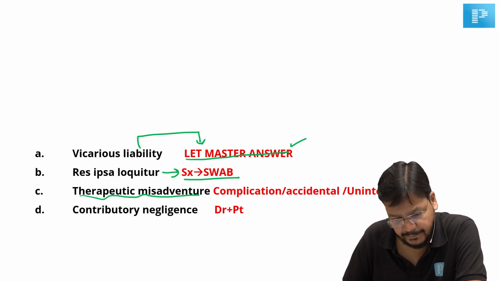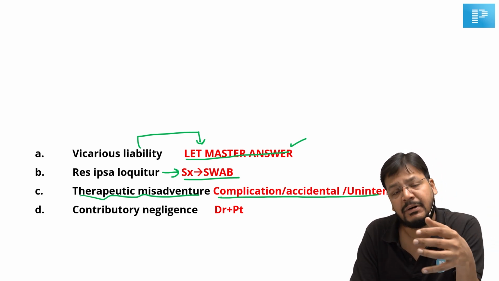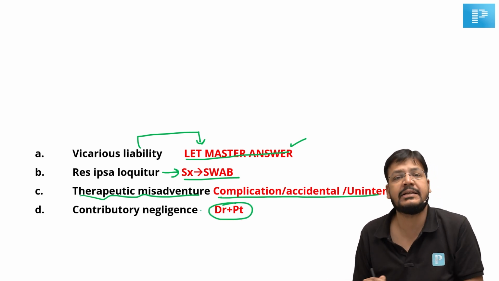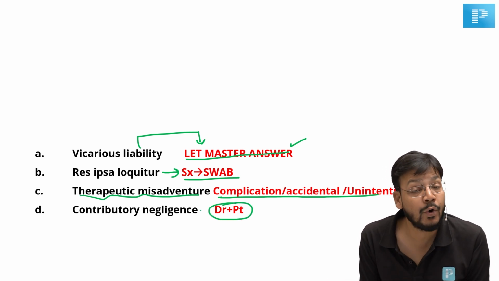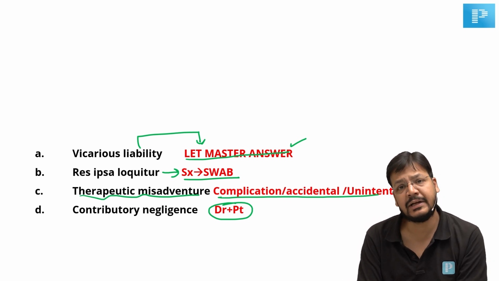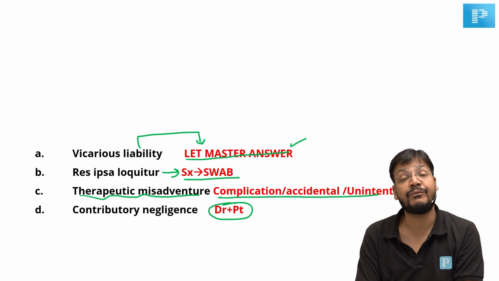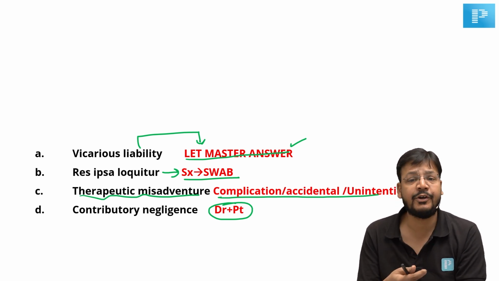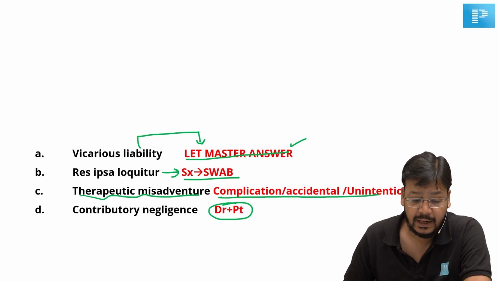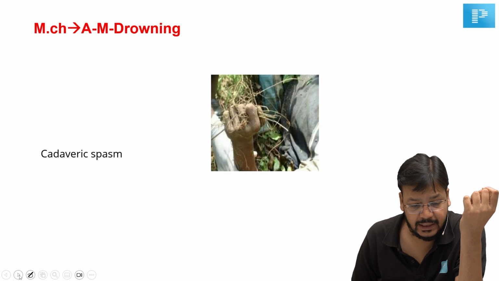Therapeutic misadventure: complications which are accidental, unintentional, but sometimes it happens. It is a therapeutic misadventure. Contributory negligence, where doctor and patient both are responsible for the negligence. So revise with me. Let the master answer, vicarious liability. Surgeon forgot the swab in the body, that is res ipsa loquitur. During treatment, some unintentional or accidental complication takes place, therapeutic misadventure. Doctor and patient both are responsible, that will be contributory negligence.